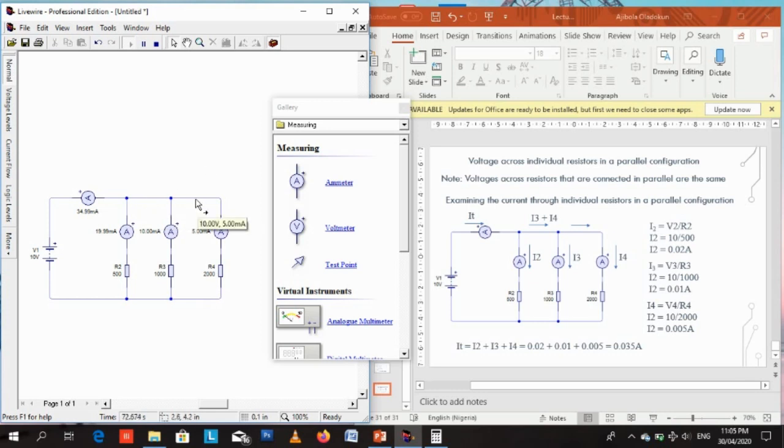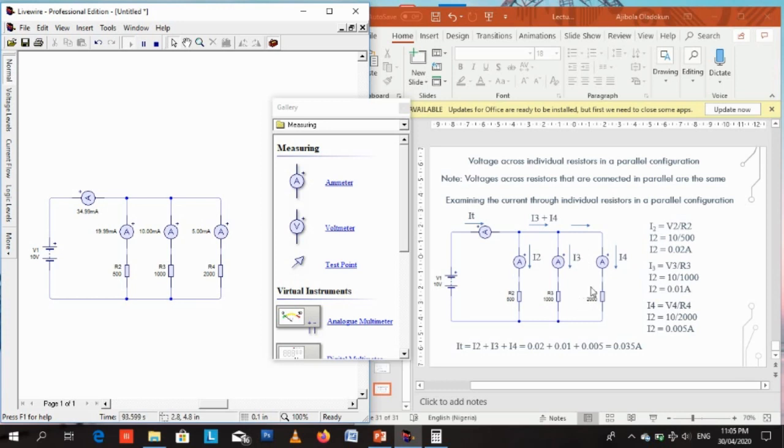And this is 5 milliamps here. This is also 5 milliamps here, which proves that I4 is 5 milliamps or 0.05 amps. So our calculation is right. We verified our calculation through the Livewire virtual laboratory.